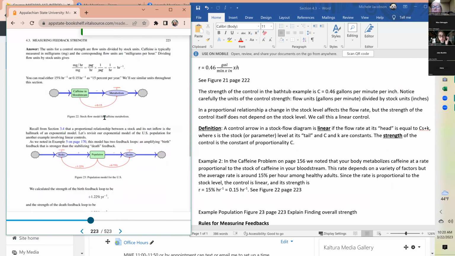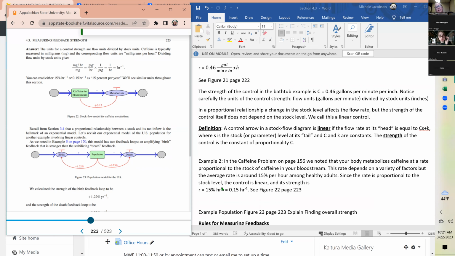It says, in the caffeine problem, we noted that the body metabolizes caffeine at a rate proportional to the stock of caffeine in the bloodstream. This rate depends on a variety of factors, but the average rate is 15% per hour among healthy adults. Since the rate is proportional to the stock level, the control strength is 15%.